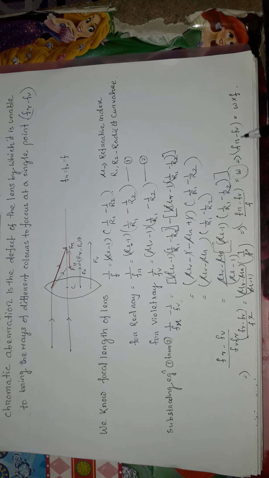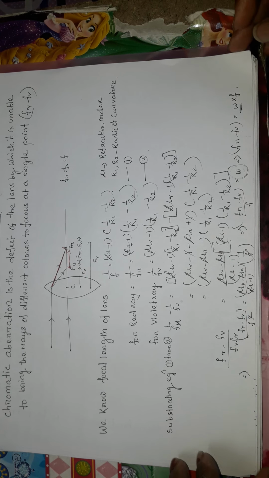So Fr minus Fv is equal to, this is my omega, this is my W, into 1 by f. Here 1 by f will be cancelled out. So (Fr minus Fv) by f is equal to W. That implies Fr minus Fv is equal to W, the dispersive power, into the focal length. So aberration is nothing but the product of dispersive power and focal length.